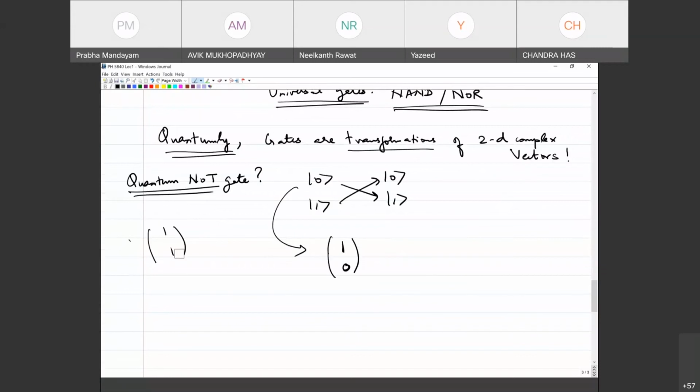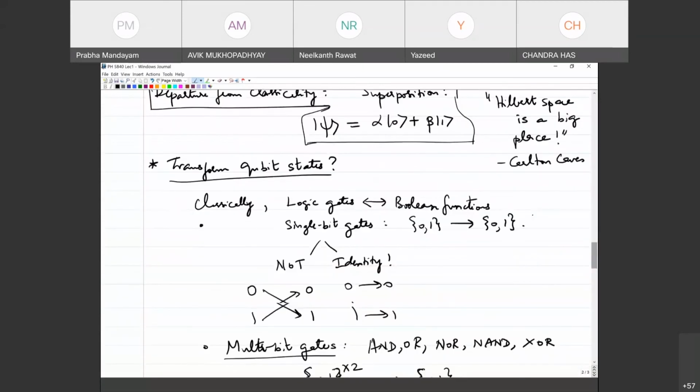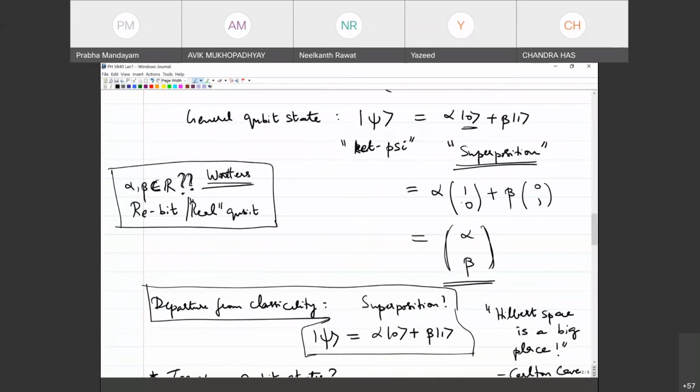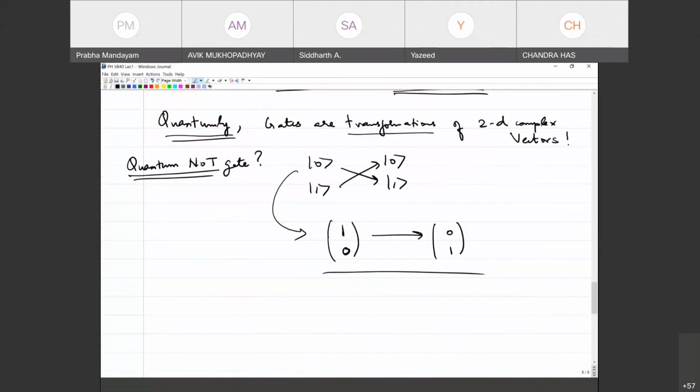So, okay, so now I have to somehow transform 1, 0 to 0, 1, right? That's how I represented my ket 1. The quantum bit 1 is 0, 1. The quantum bit 0 was 1, 0. Okay. So what kind of mathematical object would do this transformation for me? Linear matrix. Exactly. So it has to be the so-called linear transformations or linear operators which are nothing but, in this representation, matrices.